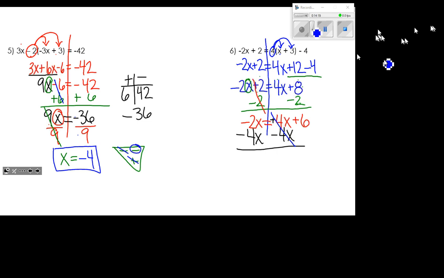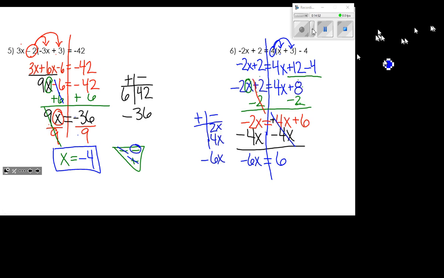And let's start to bring everything down. So I have negative 2x minus 4x. Make a T-chart. Negative 2x on the negative side. Negative 4x on the negative side. They're on the same team, so they get negative 6x because you combine them. So we have negative 6x equals, and we only have a positive 6 left on that side.